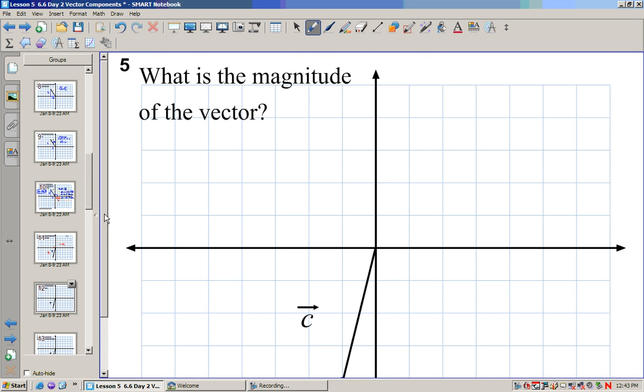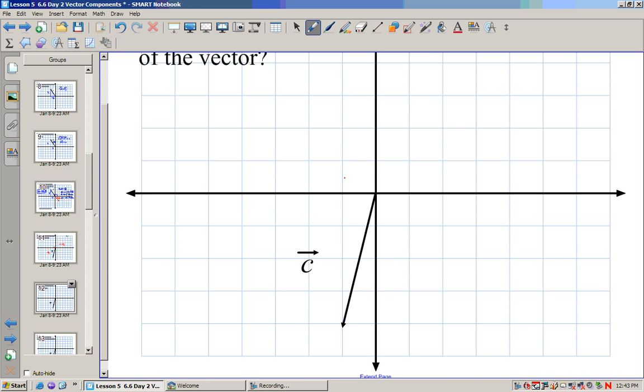If we want to find the magnitude of this, we have negative 1, negative 4. So it'd be 1 squared plus 4 squared, square root that to be C. So that's 16 plus 1 is 17. So the magnitude is the square root of 17.